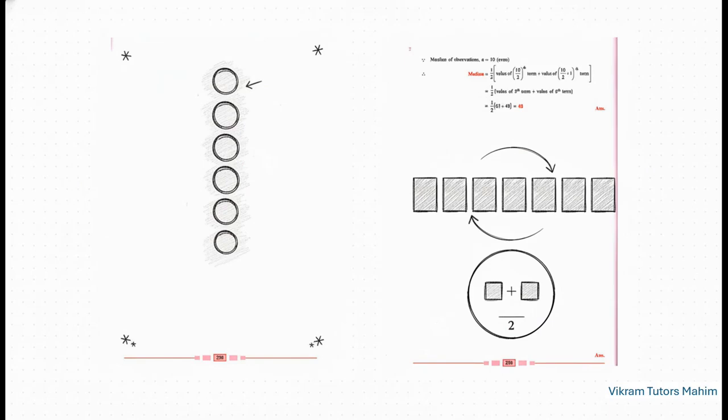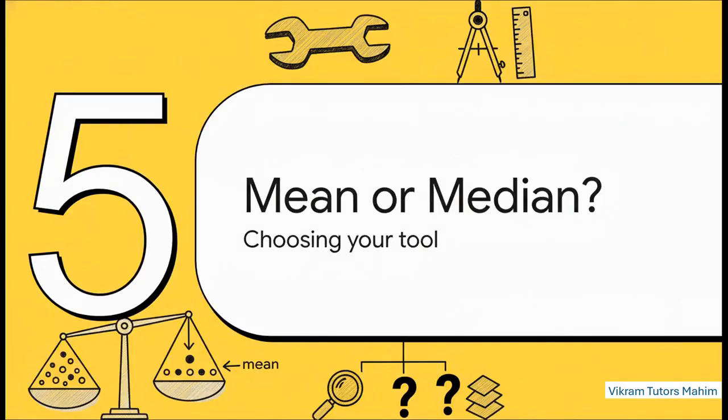On the left, we've got an odd set of numbers. Once they're in order, you can see that middle value. That's our median. Easy peasy. Now look at the right. We've got an even set. So there are two numbers sharing that middle spot. To get the median, we just add them together and divide by 2. Simple as that.